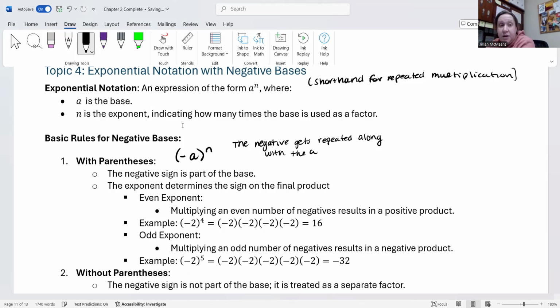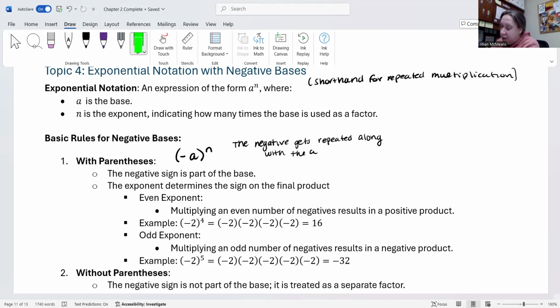So the negative sign is part of the base. Those parentheses say it's so, okay? The exponent will then determine the sign on the final product. Hopefully that makes sense, because exponential notation is shorthand for repeated multiplication, and we already know that if you have an odd number of negative integers, you get a negative product, and if you have an even number of negatives, you get a positive product. The exponent tells you how many times that negative is being repeated.